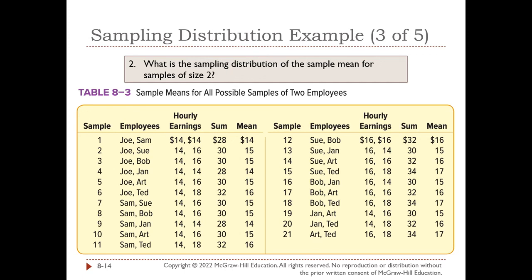Now, what is the sampling distribution of the sample mean for samples of size 2? Okay, so here's all the possible answers. We have 21 samples. As you can see, hourly earnings, we have the sum, and then we have the means. So we can calculate for each one. Not too bad.